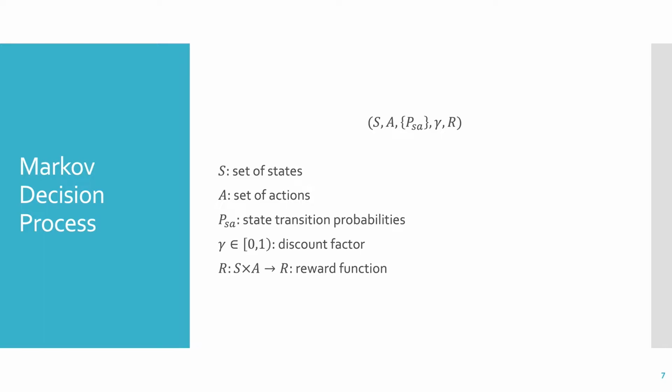P sub SA are state transition probabilities. For each state S and each action A, P sub SA is a distribution over the state space. We'll talk more about this later, but briefly, P sub SA gives the distribution over what states we will transition to if we take action A in state S. Gamma is called a discount factor, and it's a value between 0 and 1. R is the reward function. It takes inputs of states and actions and produces a reward. Rewards are also sometimes written as a function of state S only.